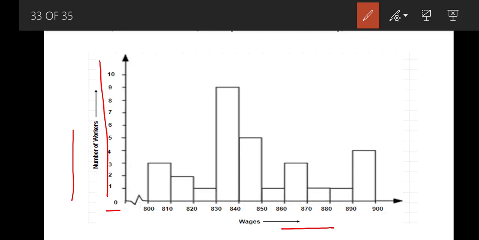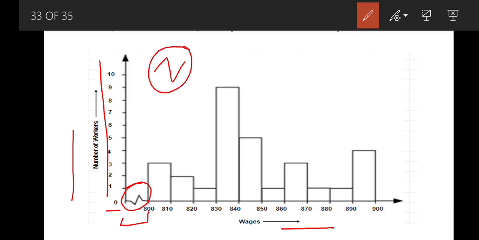Now between 0 and 800, I did not take any value. It means I have skipped the values from 0 to 800. So what do I need to do? I need to make this jagged line. This is your jagged line. It is used along this horizontal line to indicate that we are not showing the numbers between 0 and 800. So this jagged line is to be made.